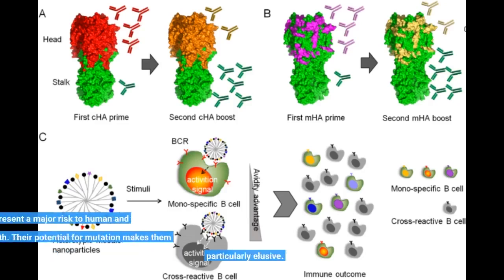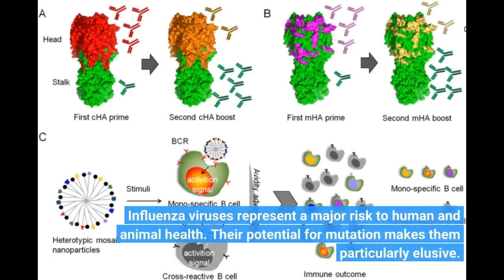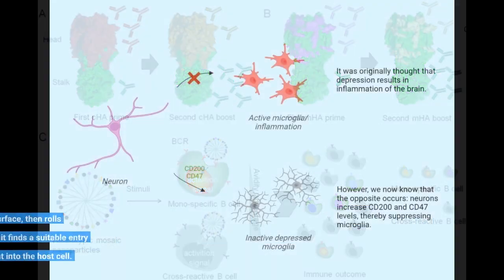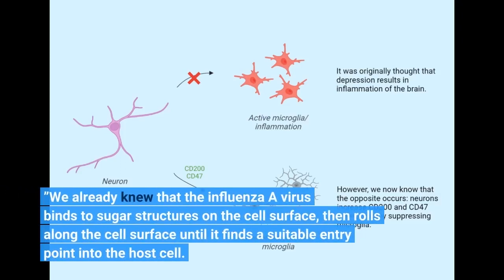Thanks. Influenza viruses represent a major risk to human and animal health. Their potential for mutation makes them particularly elusive. We already knew that the influenza A virus binds to sugar structures on the cell surface, then rolls along the cell surface until it finds a suitable entry point into the host cell.